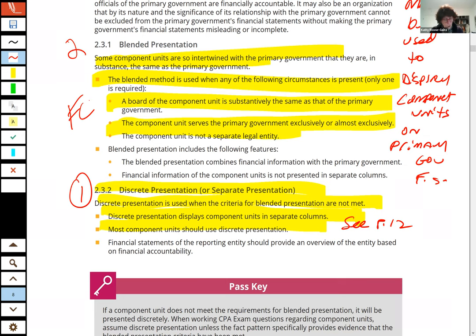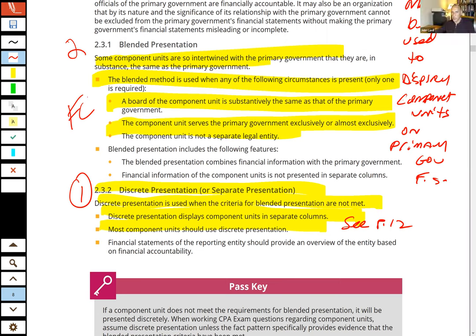Here's where I get confused. Well, let's go through the question. Blended or discrete, and then you can ask the question. Well, it serves kids in Hayward, so it serves the primary government exclusively. No, it does not. It serves the children of Hayward. So then I'd say it was discrete.